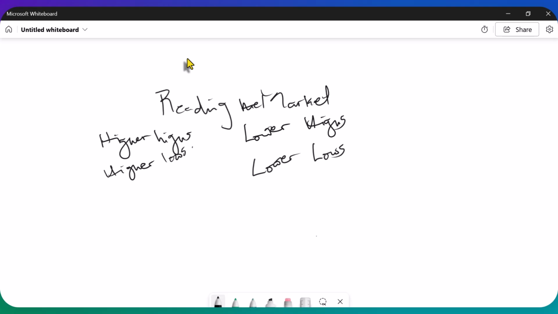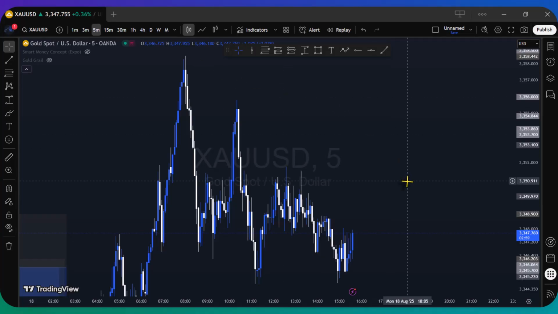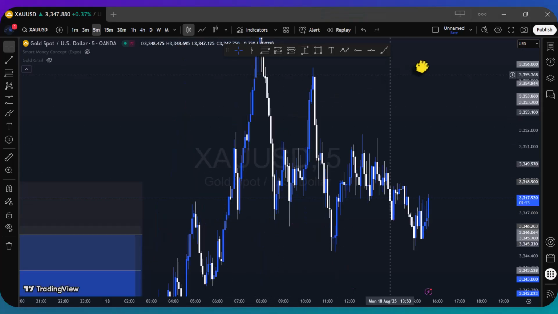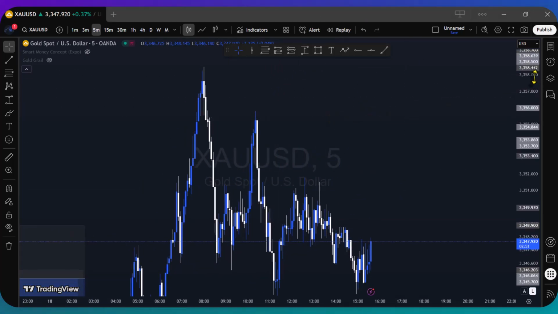These are what we are going to be using to determine the direction of the market. Are we going to buy or are we going to sell? These are the basics of market structure, of reading the market without any form of indicator. Now we are going to be trying to read the market on TradingView. Like I said, make sure you have TradingView downloaded.